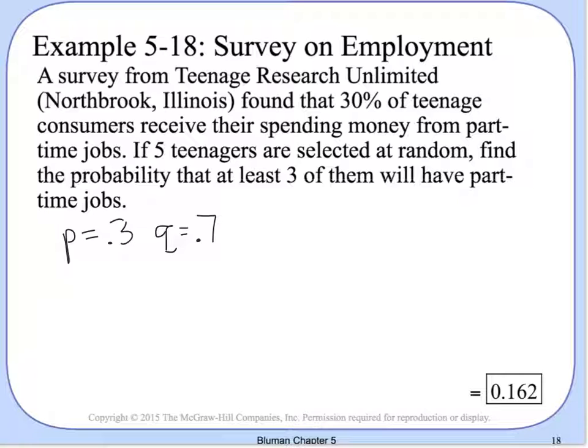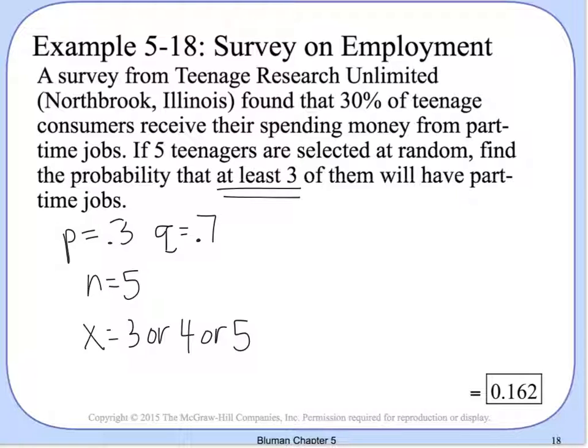If five teenagers are selected at random, so what letter do we usually use for that number? N. Yep, so N is 5. We have 5 people. Okay, find the probability that at least 3 of them will have part-time jobs, 3 or more. Okay, so when it says at least 3, this does not mean that X is 3. Okay, it's a little different than the last time. It means we want to know for X equal to 3 or more. So that means 3 or 4 or 5. Okay, at least 3 is the same as 3 or more.